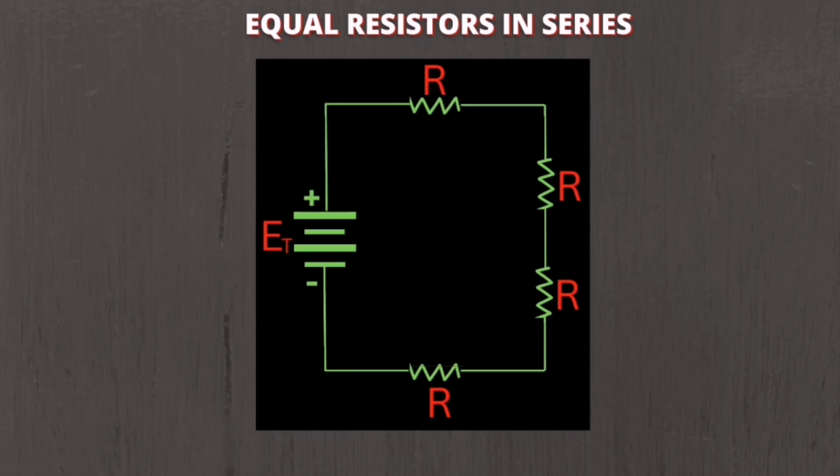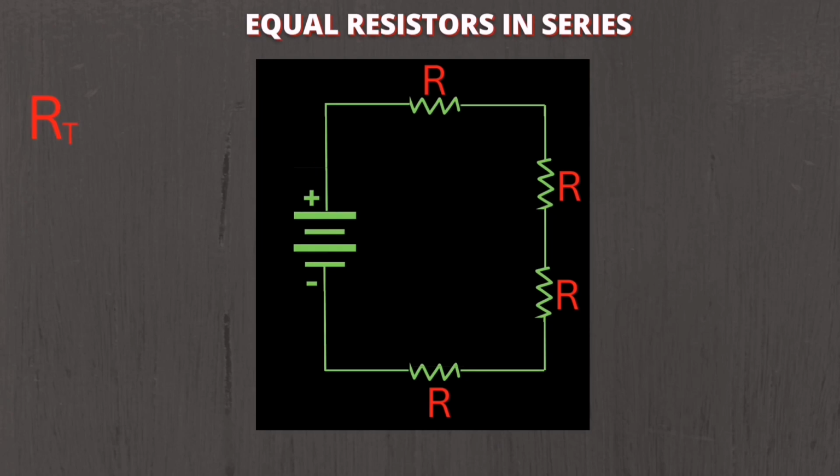If a number of equal resistors are connected in series, the following conditions prevail. For the number 1 condition, the current I through all resistors is the same. As you can see, guys, the total current is equal to the current flowing in resistor 1, in resistor 2, resistor 3, and resistor 4.